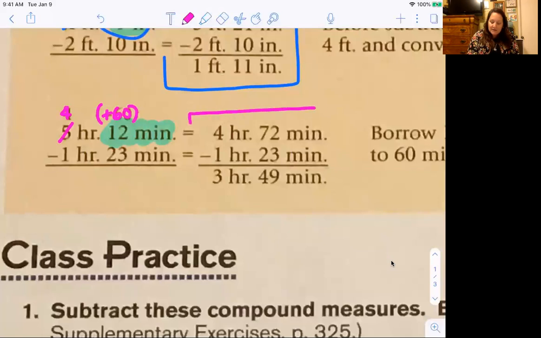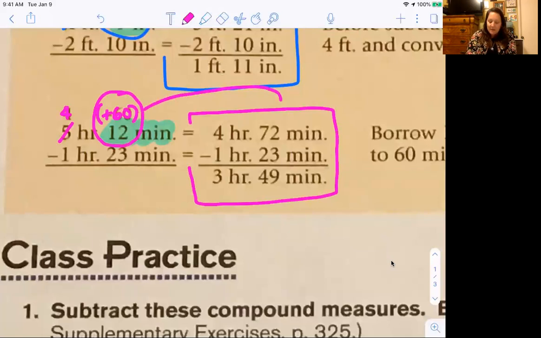And just like they did in the last problem, they rewrite the problem. So now they took the 60 minutes plus the 12 minutes, and that became 72 minutes. So we can do 72 minus 23. 72 minus 23 is 49, and 4 minus 1 is 3. So 5 hours 12 minutes minus 1 hour 23 minutes is 3 hours 49 minutes. So it's kind of similar to what we did on Friday together as a class, except now we're not converting the smaller unit into larger. We're actually borrowing from the larger unit and converting it into smaller units.